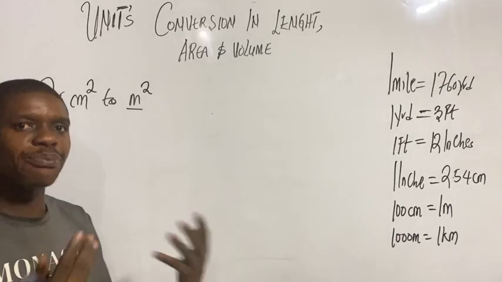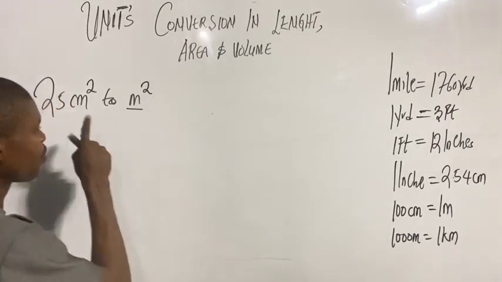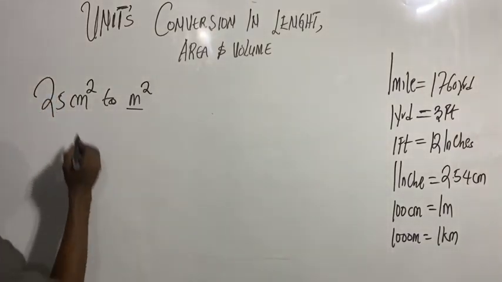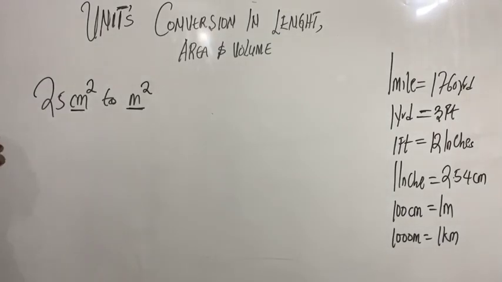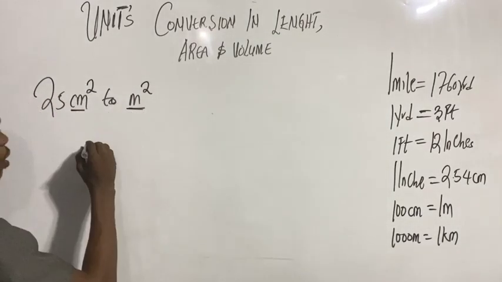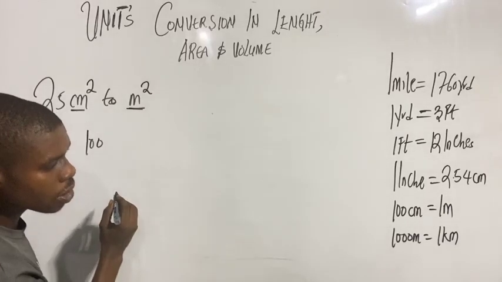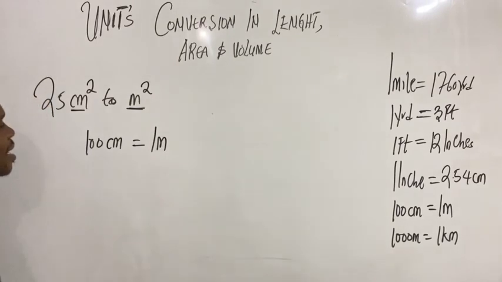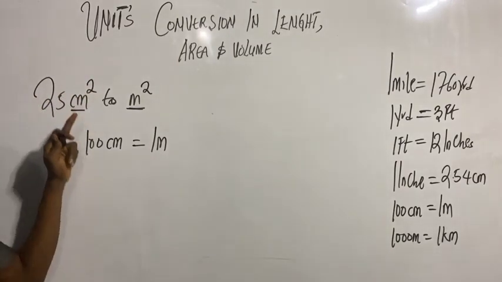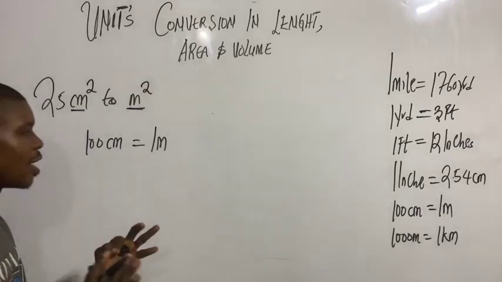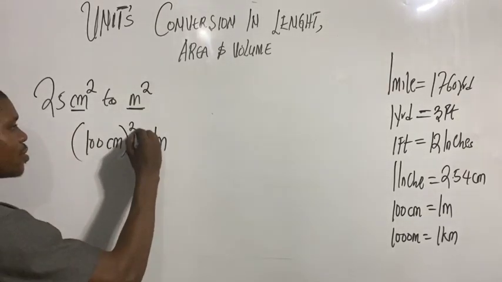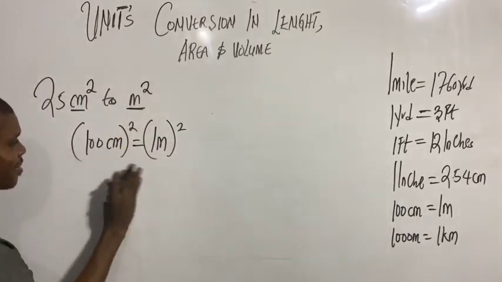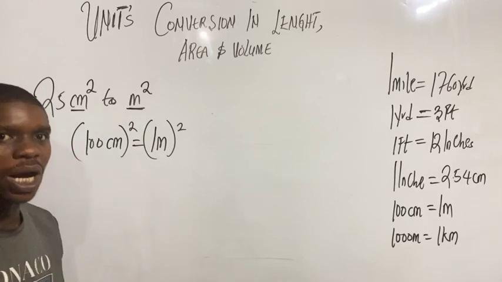Follow the same pattern, the same procedure I used. The first thing to do is look for the relation between centimeter and meter. The relationship, of course, is 100 cm equals 1 meter. Now, because it is squared, the only thing I'm going to do is introduce square into the relationship. Because I have square here, it is just to introduce square into the relationship. That is the only thing you have to do here.